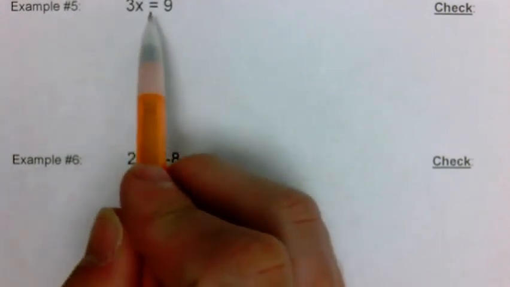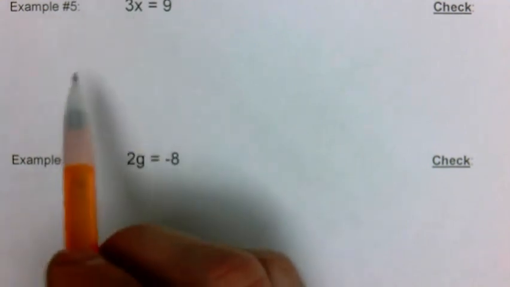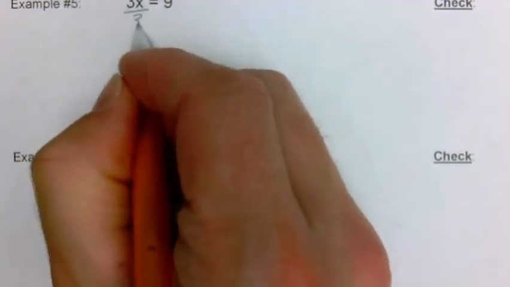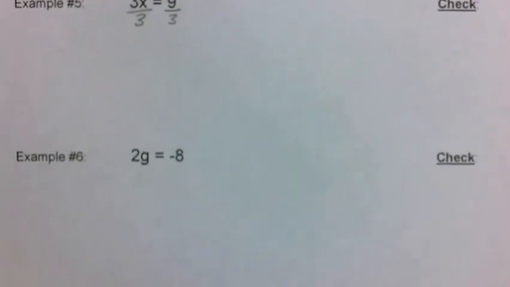There's no constant that I'm adding or subtracting with this variable term. So my variable term is isolated, but I don't want the value of 3 x's. I only want the value of 1 x. And so in order to figure out the value of 1x, since x is being multiplied by 3, I'm going to do the opposite and divide by 3. And I need to make sure that I do that on each side of my equation.